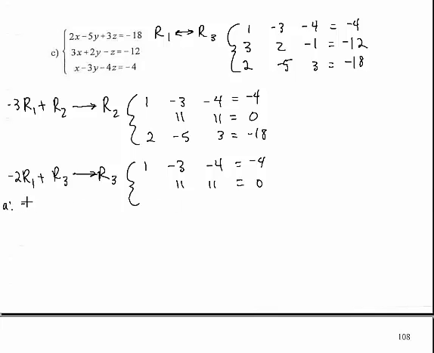I have a negative 2 times a 1 plus a 2 equals 0, so no x term for the third equation. B, I have a negative 2 times a negative 3 minus 5. Negative 2 times negative 3 is 6, minus 5, I get a 1.